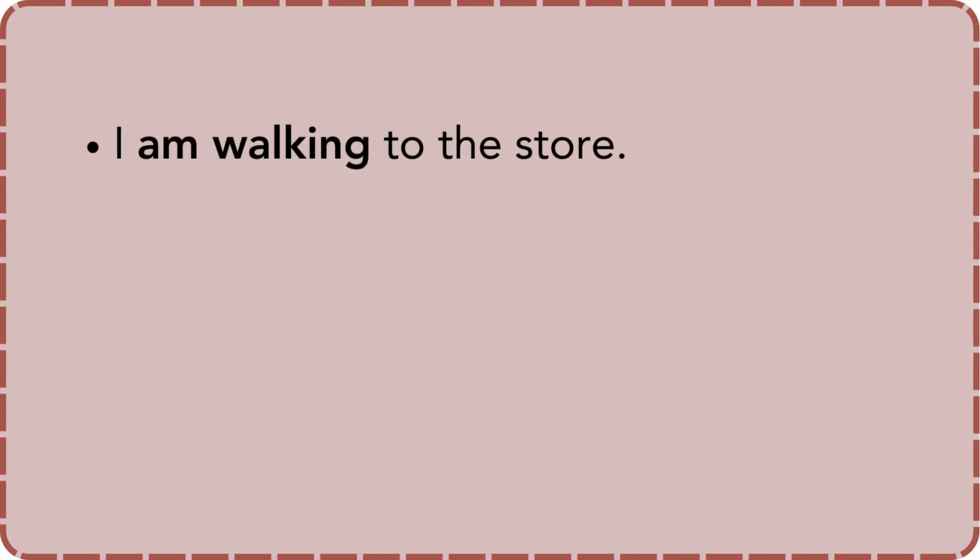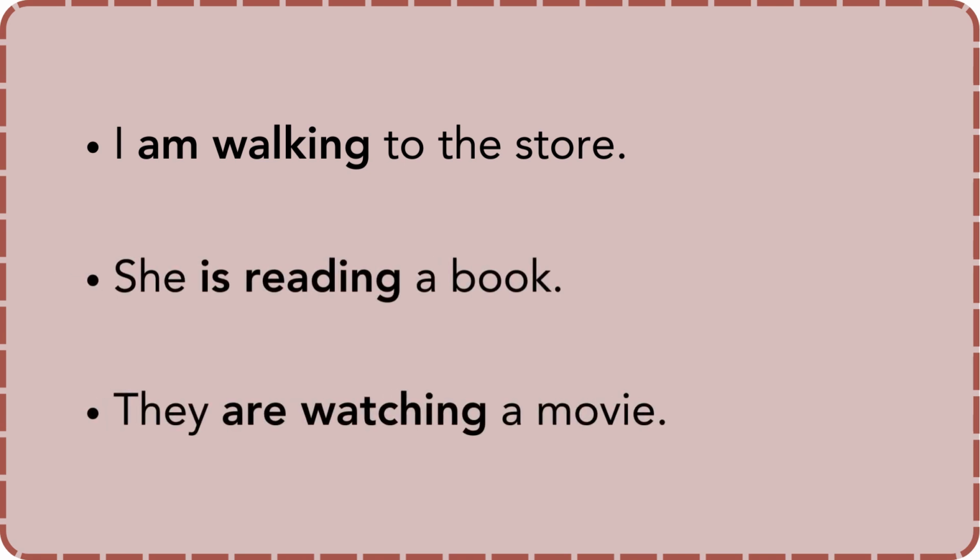For example, I am walking to the store. She is reading a book. They are watching a movie. In these sentences, am, is, and are are the present tense forms of the verb to be, and walking, reading, and watching are the base forms of the main verbs, each followed by ing to indicate continuous action in the present.